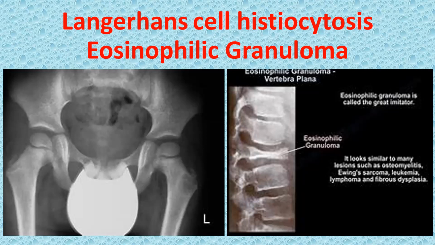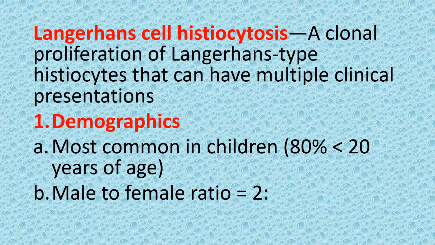And these lesions can reform their shape or regrow to a normal vertebra, while another lesion occurs in a different place. And this is called the tempo phenomenon. The flattened vertebra is called the silver dollar sign, while lesions occurring in different places in the vertebral bodies are called the tempo phenomenon. Langerhans cell histiocytosis is a clonal proliferation of Langerhans type histiocytes, which contain a large amount of Birbeck granules, that can have multiple clinical presentations. These are most common in children. 80% are less than 20 years of age, and the male to female ratio is around 2 to 1.5.